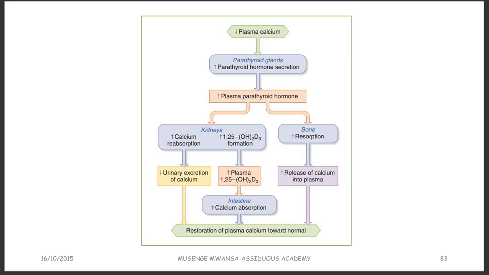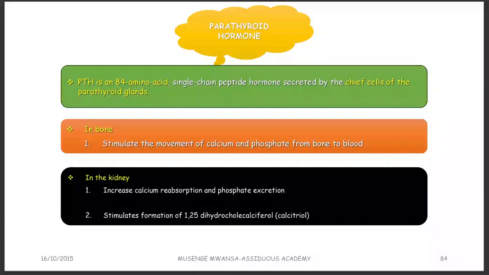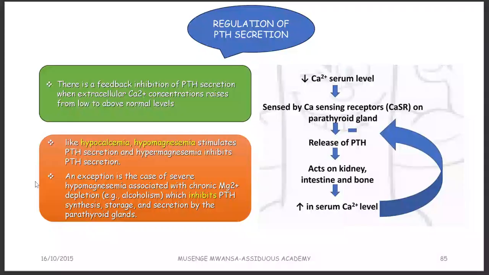When you eat food, any calcium that is in the food will be absorbed, and that's how you get to increase calcium. So this is basically the function of the parathyroid hormone. The parathyroid hormone has got 84 amino acids. We already know it's made by the chief cells, and you know the action on the bone and on the kidney, right? Now, how do you control the secretion of the parathyroid hormone?